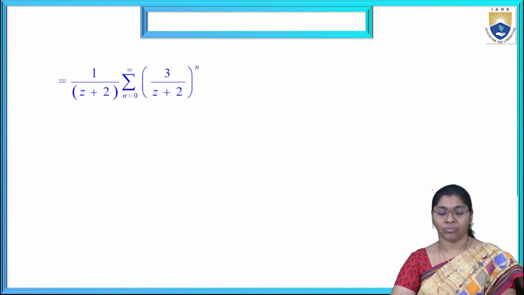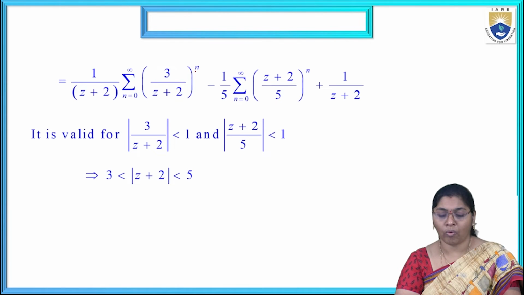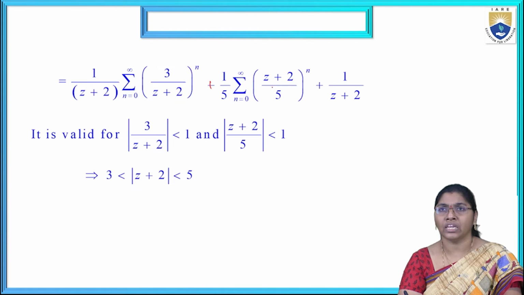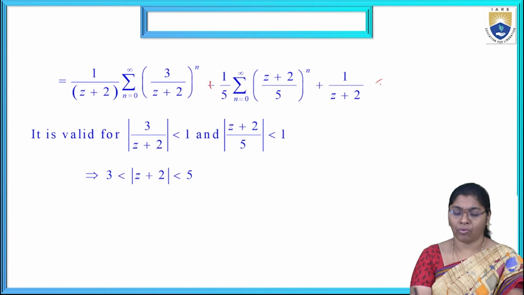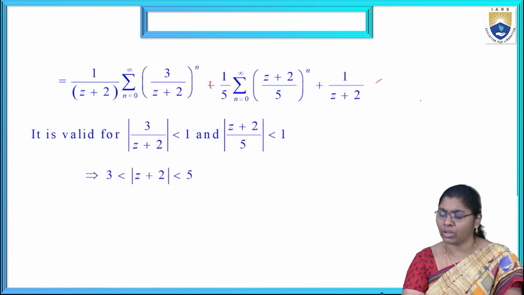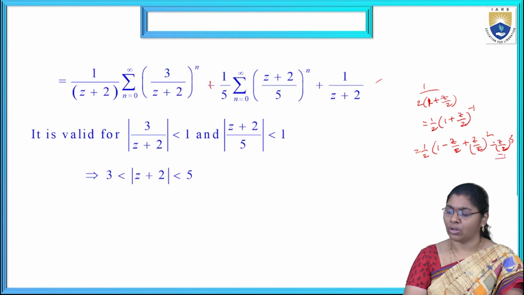Now the complete expansion can be written as 3 by z plus 2 whole power n, minus, plus 1 by 5 summation n equal to 0 to infinity z plus 2 by 5 whole power n, plus 1 by z plus 2 as it is. I am not changing this part. We can shift it, so here we are also common with the 2, that is 1 plus z by 2, equal to 1 by 2 into 1 plus z by 2 whole inverse. Now the expansion is 1 by 2 into 1 minus z by 2 plus z by 2 whole square minus z by 2 whole cube plus, and so on.